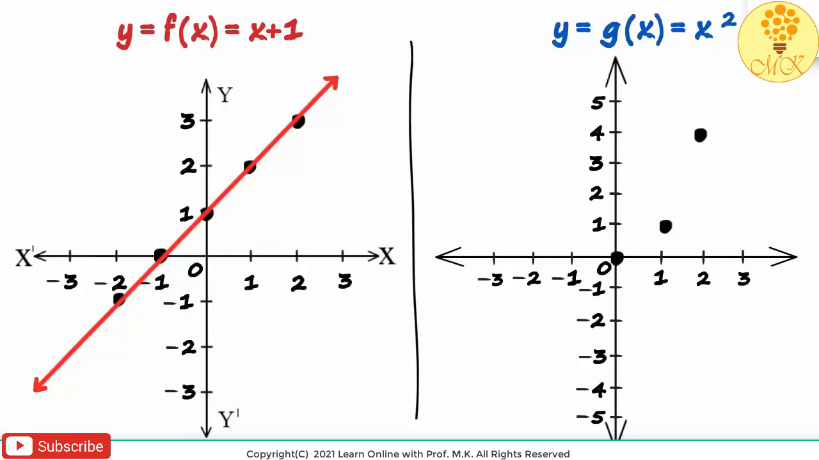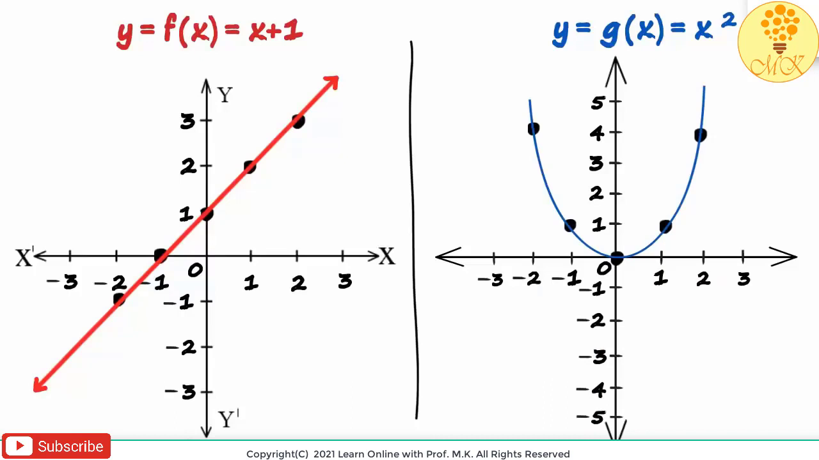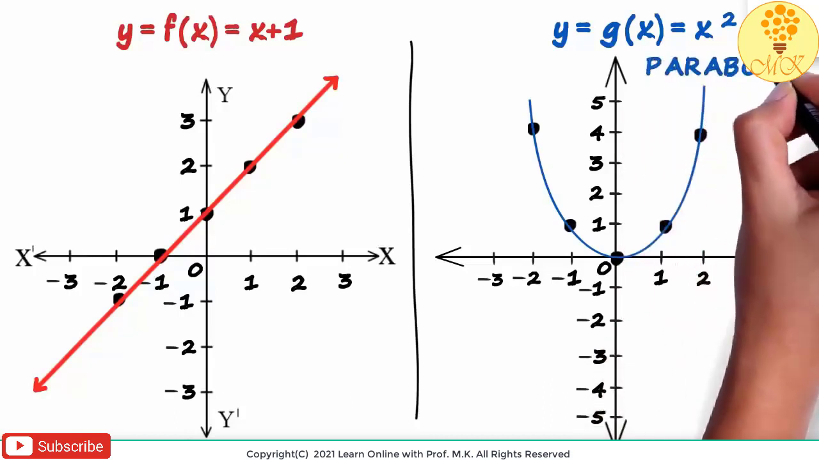What is it? What if x is minus 1? y will be the square of minus 1, which is 1. This will be the point (-1, 1). If x is minus 2, then y will be the square of minus 2, which is 4. (-2, 4) is the point. Joining all these points, we get a curve. And it's called the parabola.